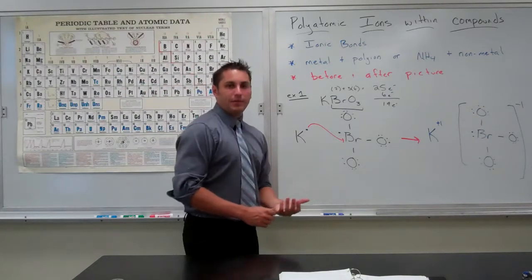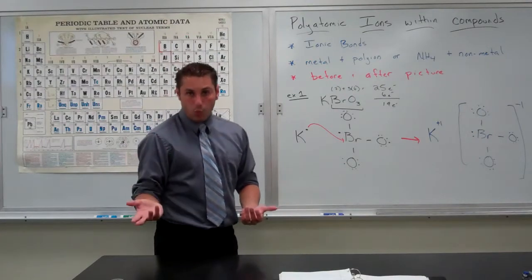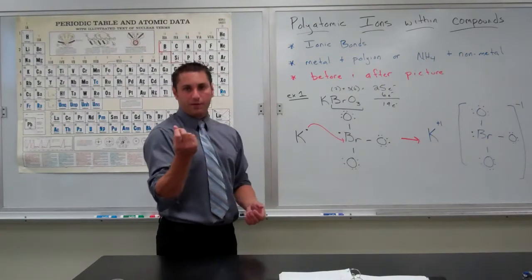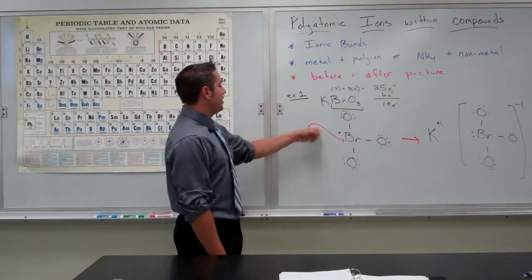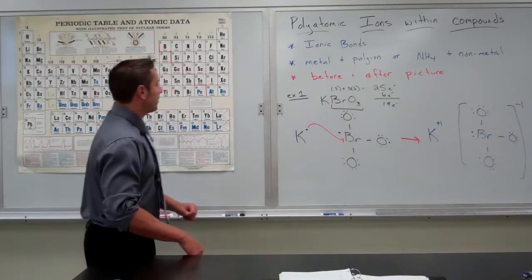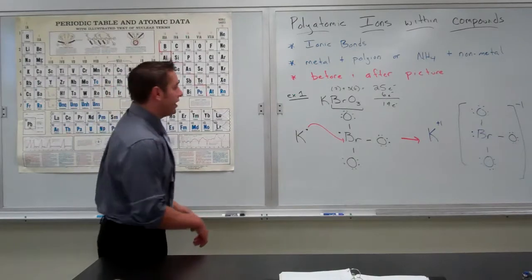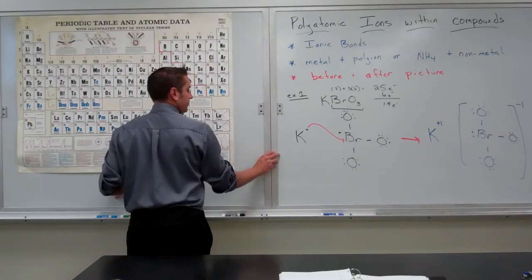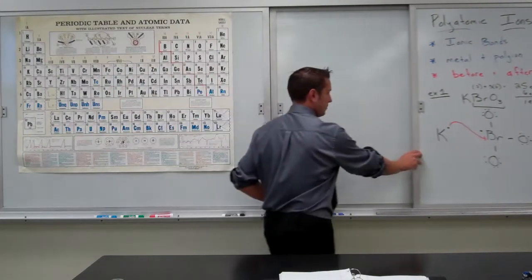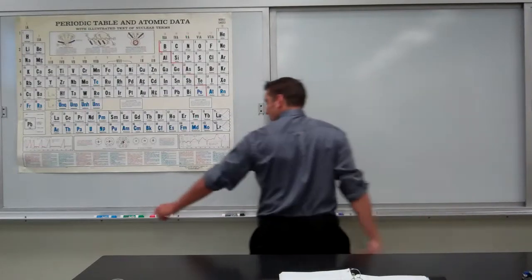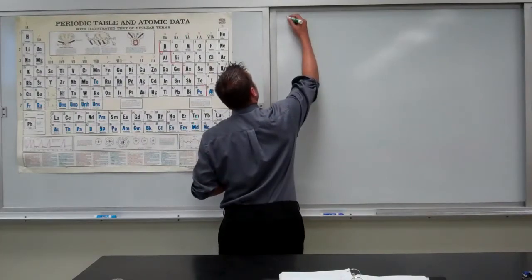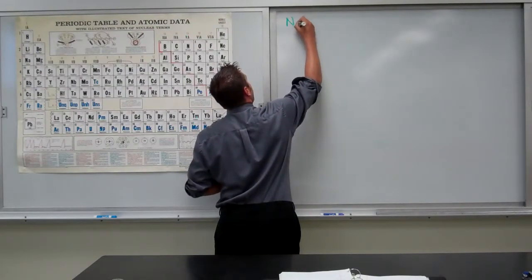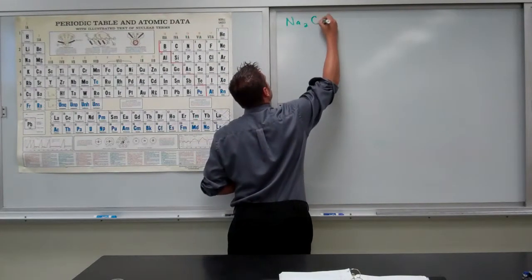Like, we were randomly just saying, oh, BrO3 -1, and we pulled the electron from the -1, but in reality, it will always come from something else. So let's take a look at another. Something like Na2CO3.